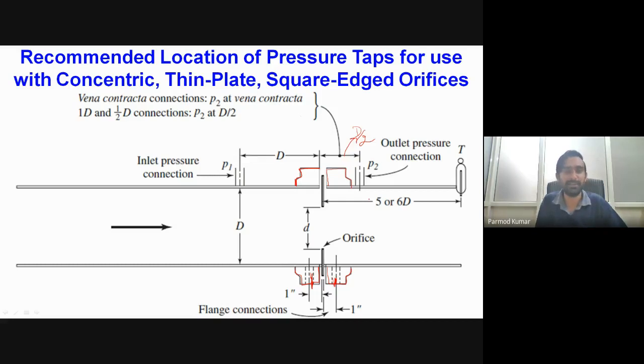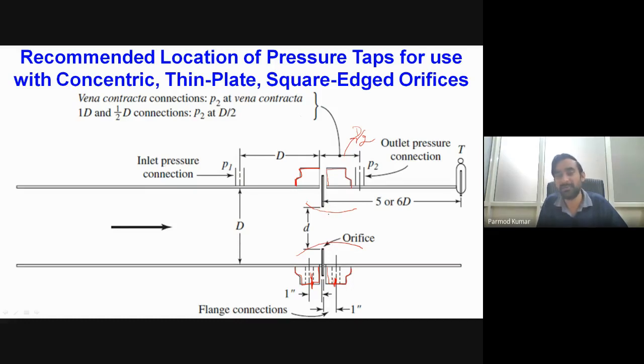The third recommended configuration is that the inlet tap or upstream tap is connected at D diameter before the orifice plate. While locating the pressure tap in the downstream of the orifice plate, what happens is that as the flow passes through the orifice plate, we have the formation of the vena contracta. So what is the vena contracta?